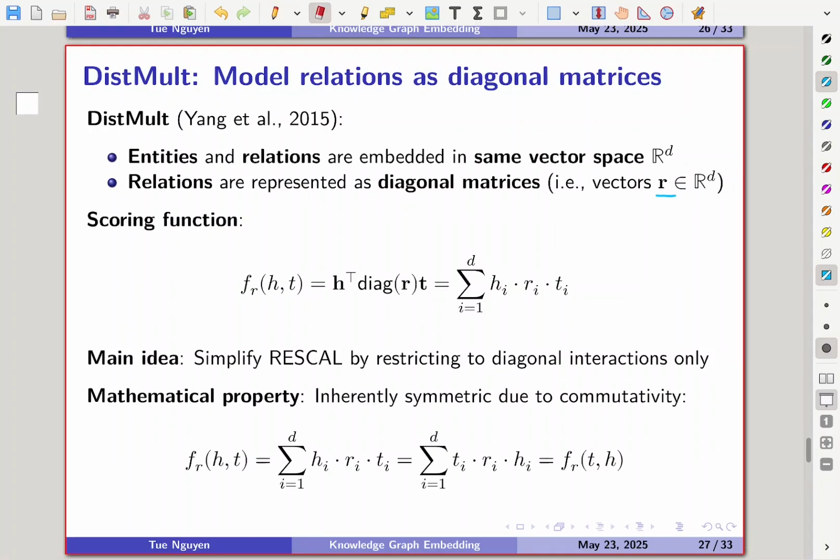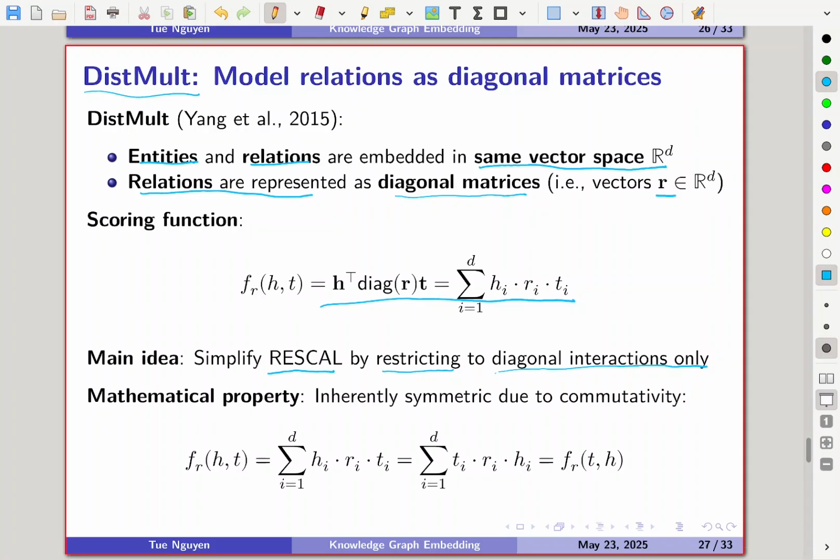The next model is DistMult, and it's basically just a special case of RESCAL. Entity and relations are embedded in the same vector space R^d, but relations are now represented by a diagonal matrix, not as a full matrix. And the scoring function is now reduced to this one. The main idea is that it reduces RESCAL by restricting to diagonal interaction only.